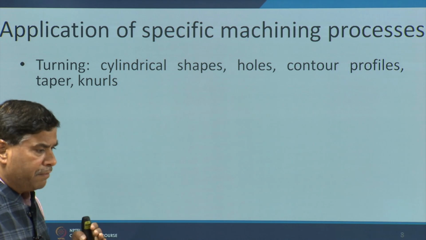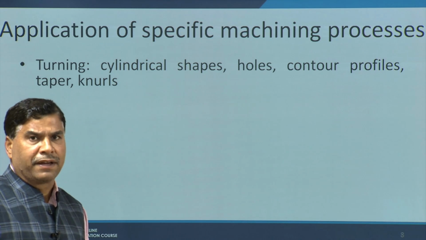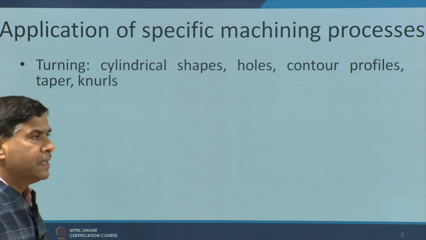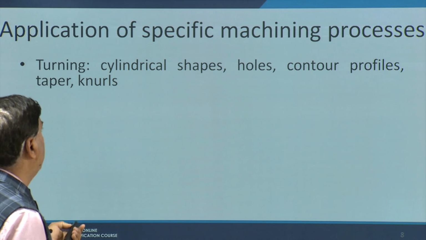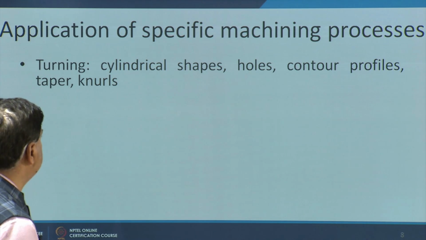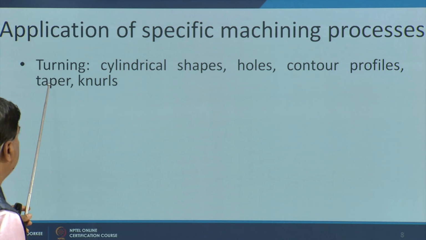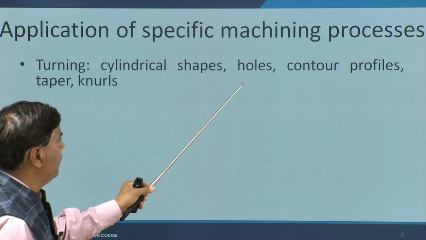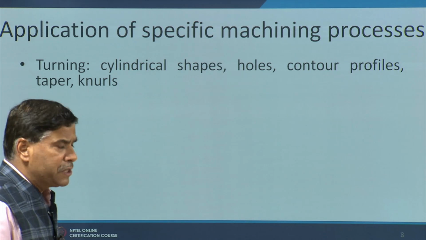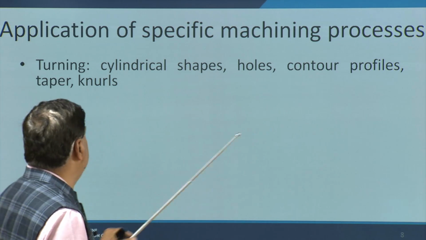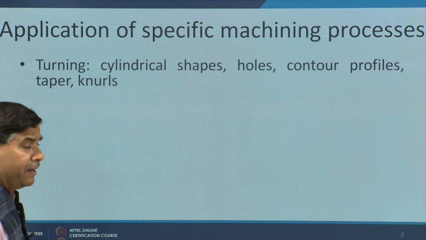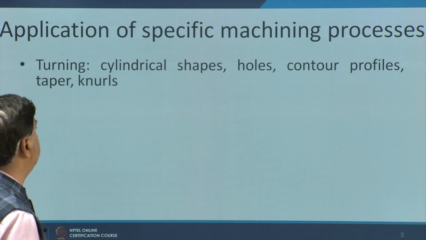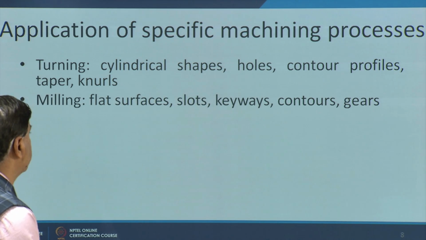Now, coming to the machining process specific applications, machining is a very broad category of processes. So, one of the processes is turning. Turning is used for making the cylindrical shape products, it is used for making the holes, contour profiles, tapers, knurls, threads, etc. So, various geometrical features can be made using the turning.